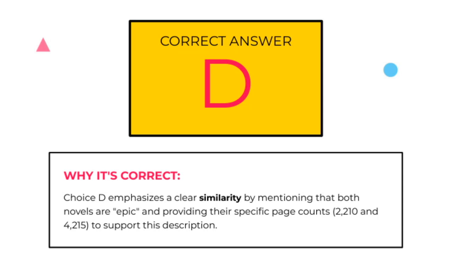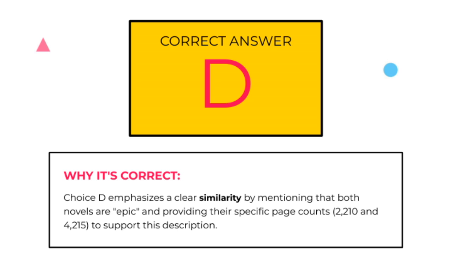Choice D highlights a clear similarity between the two novels by describing them both as epic. This term really emphasizes the grand scale and scope of these works. To support this idea, it provides their specific page counts, 2,210 pages for one and 4,215 for the other, showing just how extensive they are. This detail helps us understand why both are considered epic. Their length alone sets them apart as monumental pieces of literature.